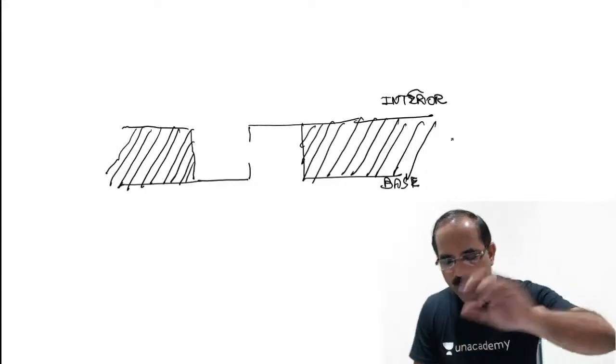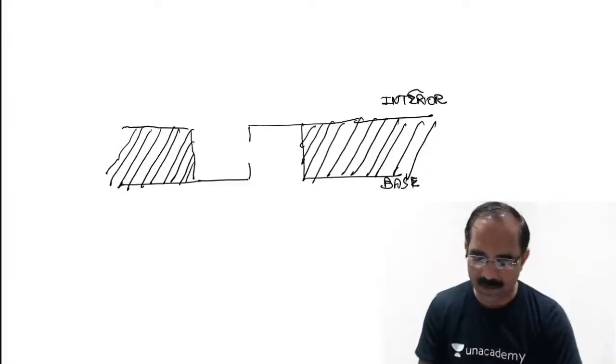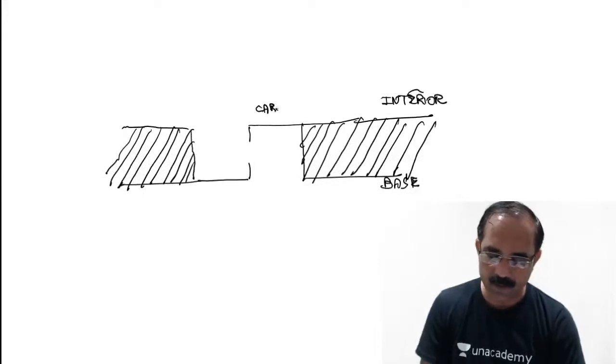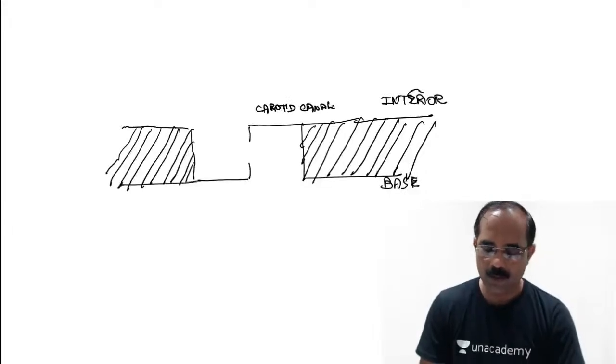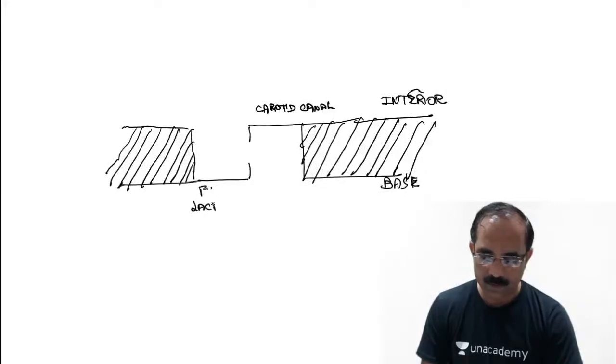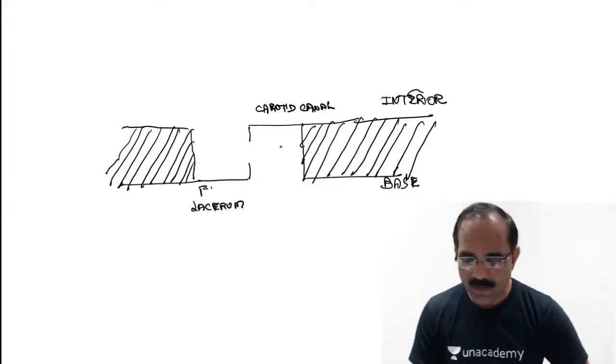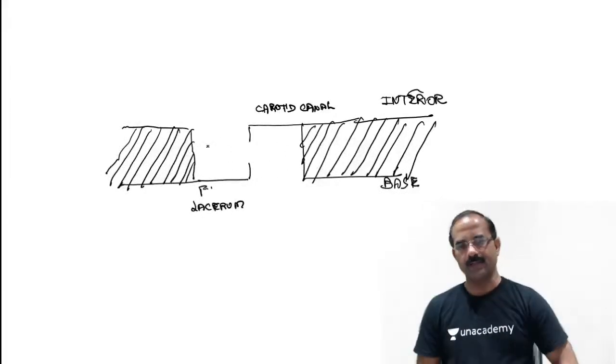Now look, students, there are two foramens here. Understand this. What is this foramen? This is the carotid canal. And what is this foramen? That's the foramen lacerum. So that's the carotid canal and that's the foramen lacerum.